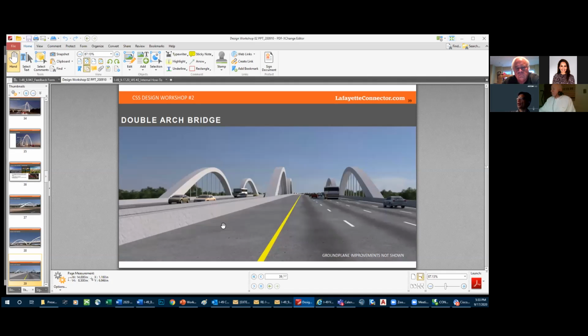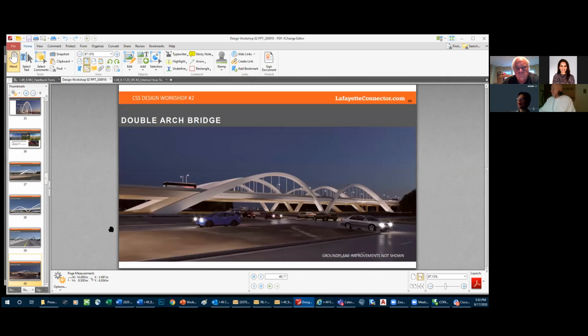So on the roadway level, you can see those arches. And there are different things that we can do with the lighting. This particular option shows enough lighting to show the outline of the structure, but not intrusive to the users.